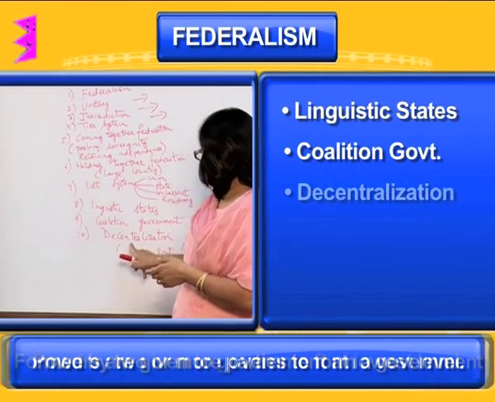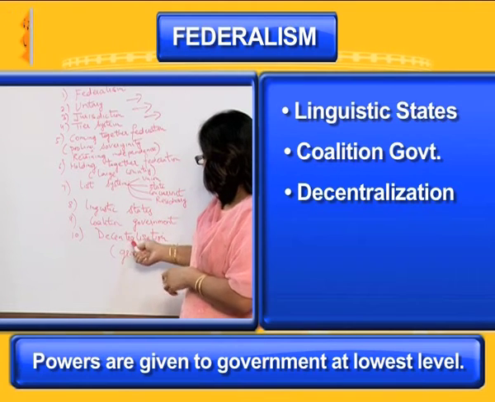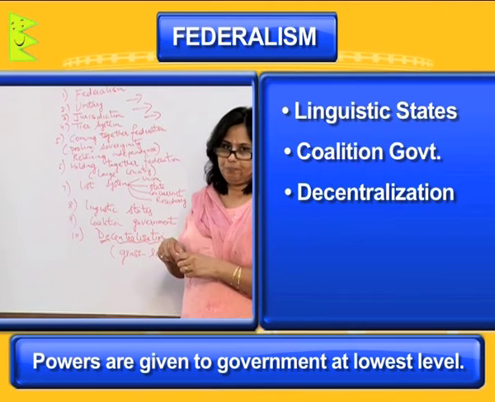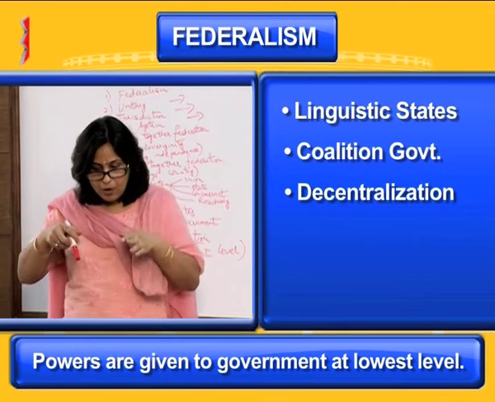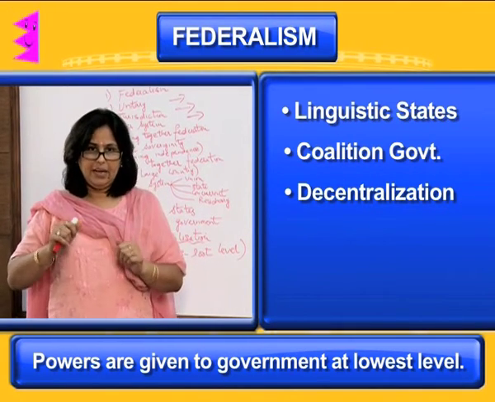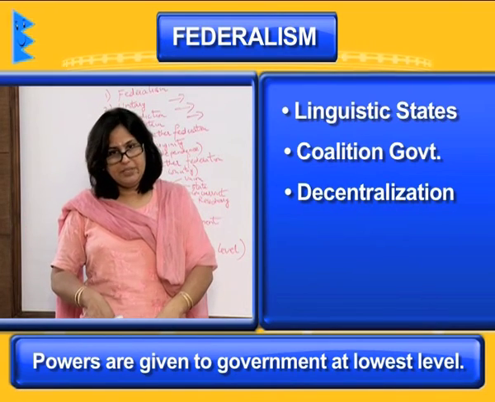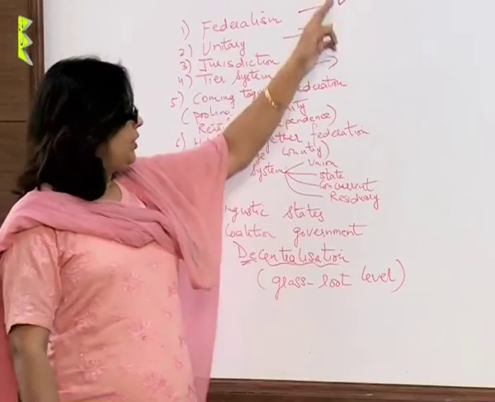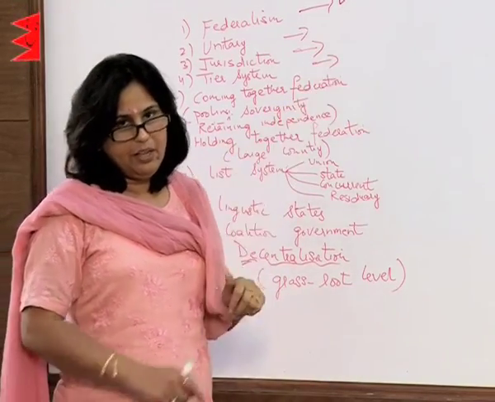Next, what we have is decentralization. Decentralization, that is, we are getting separated from the center, meaning to say that the powers are now divided, the powers are now given to the government at the lowest level, at the grassroots level, from the union, state to the Panchayati Raj. Here is the decentralization system. So, these are the new terms which you have seen before we actually start with the chapter Federalism.